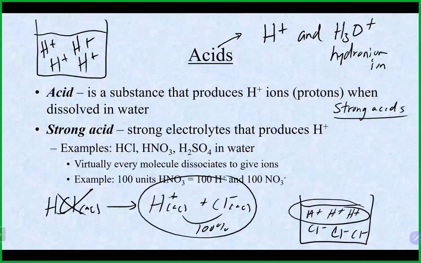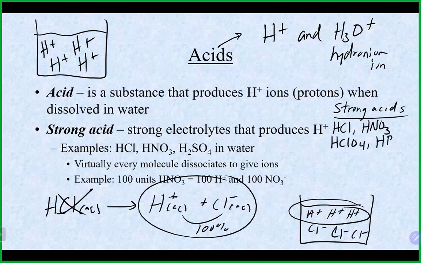It's a good idea to know some of the strong acids, so let's make a little list here: hydrochloric acid, nitric acid, perchloric acid, hydrobromic acid, hydroiodic acid, and sulfuric acid. I would say these 6 here are really good ones to commit to memory as you go through your chemistry career, because those are pretty much your 6 strong acids that you're going to come across.